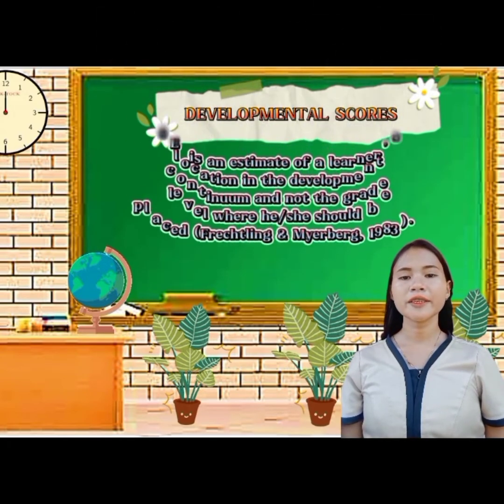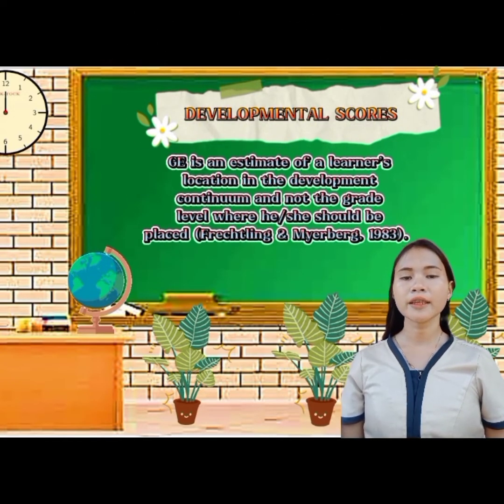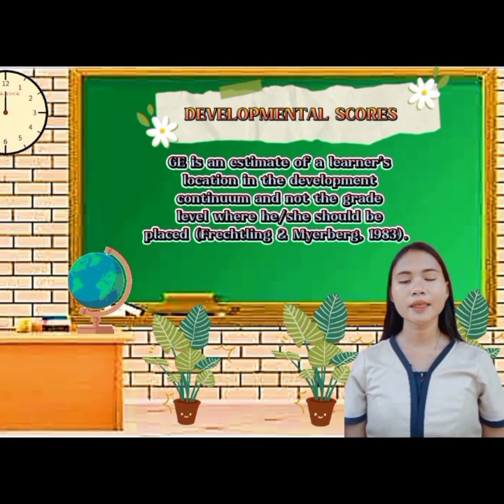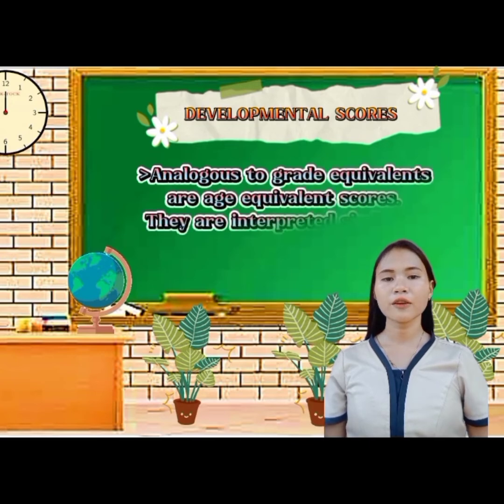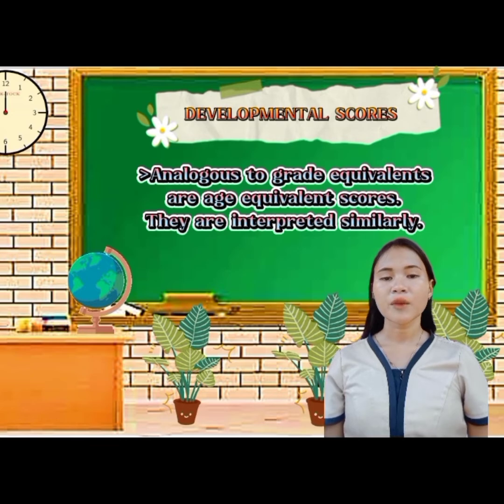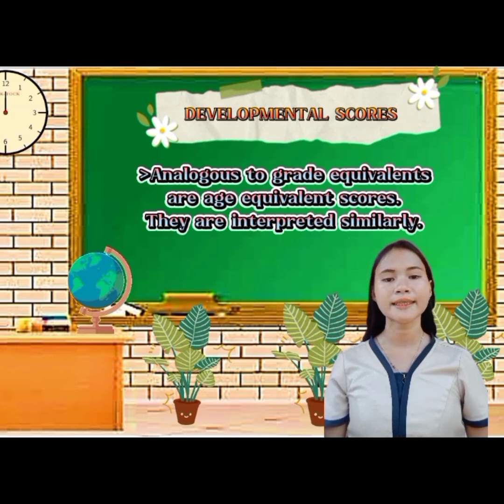So according to Frechtling and Myerberg, 1983, GE is an estimate of a learner's location in the developmental continuum and not the grade level where he or she should be placed. Analogous to grade equivalent, age equivalent scores are interpreted similarly. For instance, if a child's score in reading comprehension is equal to an age equivalent of 7.6 years, it means that the child's raw score is equal to the average score of the children 7 years and 6 months old in the norm group who took the test.